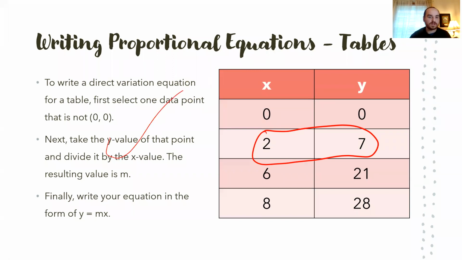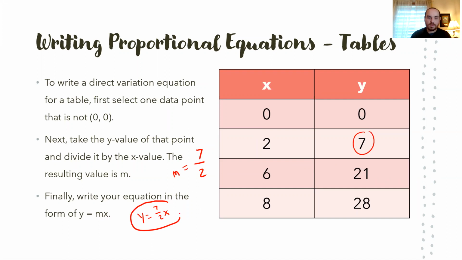We're going to take the y value of the point, in this case that's our 7, and divide it by the x value. So we're going to do 7 divided by 2, the x value. This is equal to our m. Then all we have to do is substitute that in for m in our equation, y equals mx. So we get y equals 7/2 x. Bing, and we're done. That's all we got to do for these. Easy as that. Any questions about that? No? Okay.